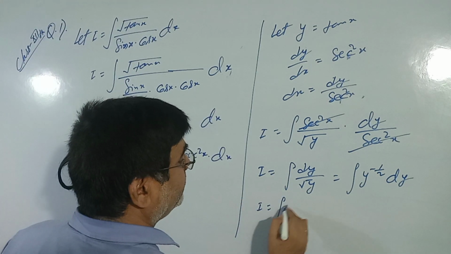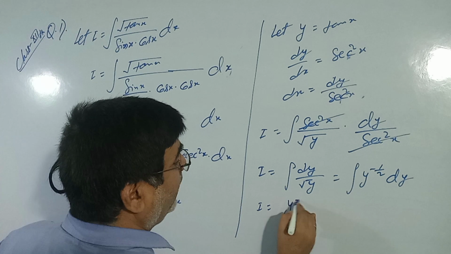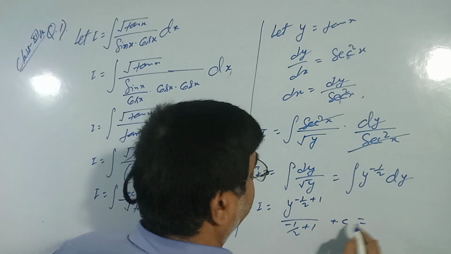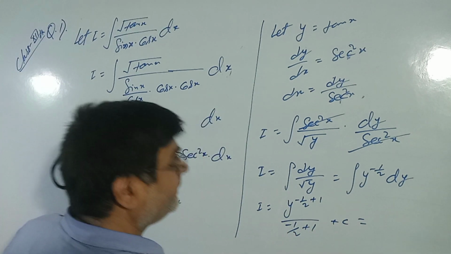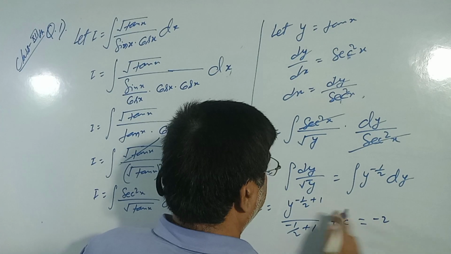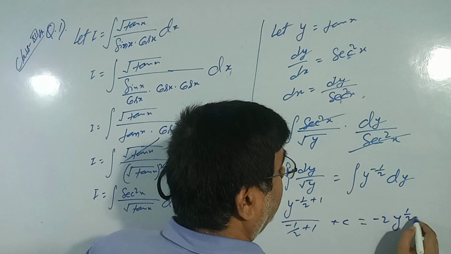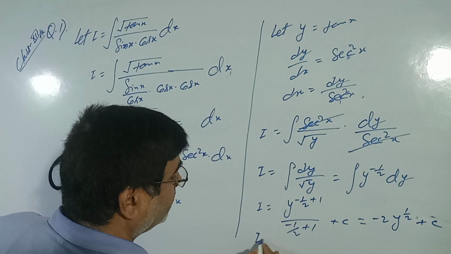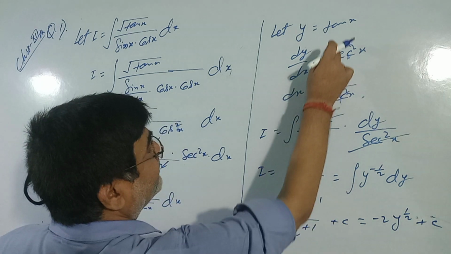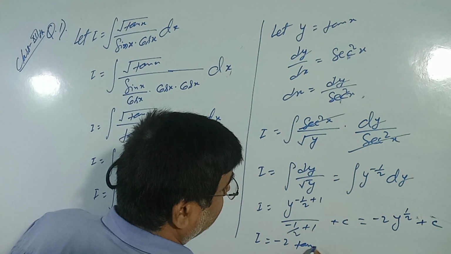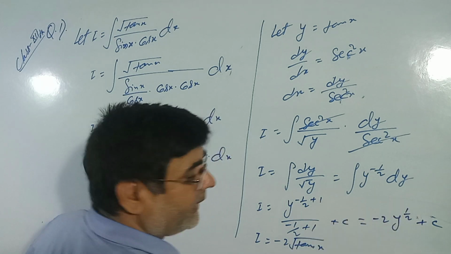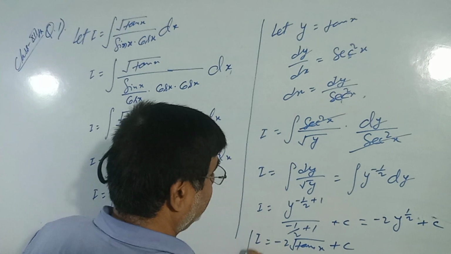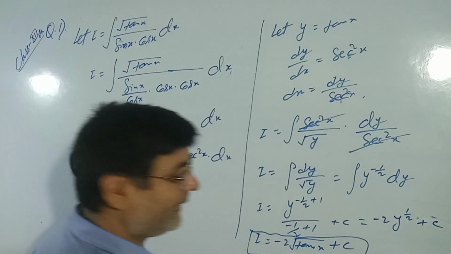So I equals integration y to the power minus half plus 1 by minus half plus 1 plus c. So minus half plus 1 goes to half, and 1 over half is 2, so 2 y to the power half plus c. Right? So I equals 2, y is replaced by tan x, root tan x, also written as tan x to the power half, plus c. This is the final answer. Right, students?